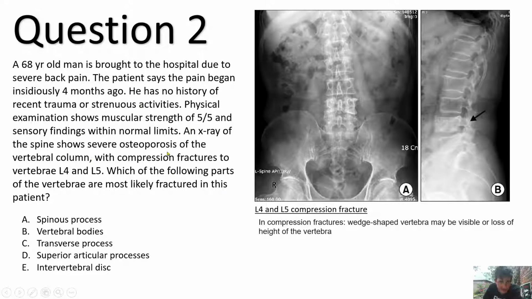So this patient ended up with an x-ray, right? And it showed osteoporosis and compression fractures of L4, L5. Well, here is an x-ray, L4, L5 compression fractures. You can see wedge-shaped vertebra or loss of height of the vertebra.